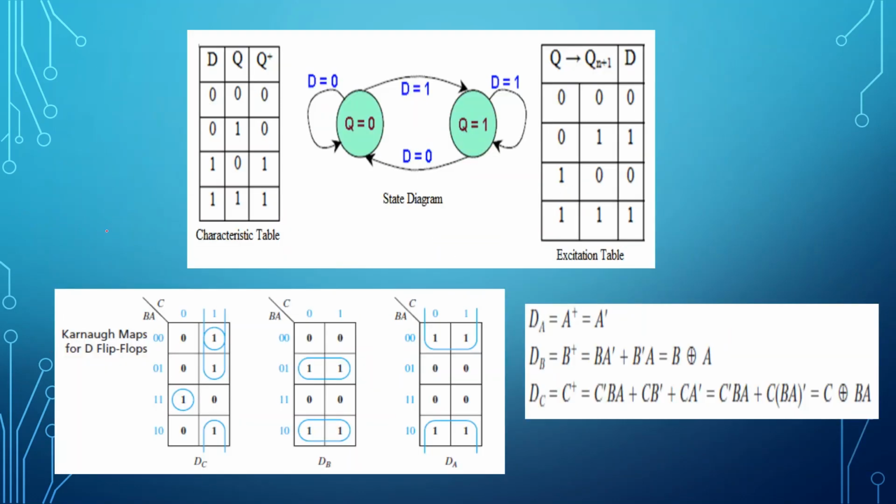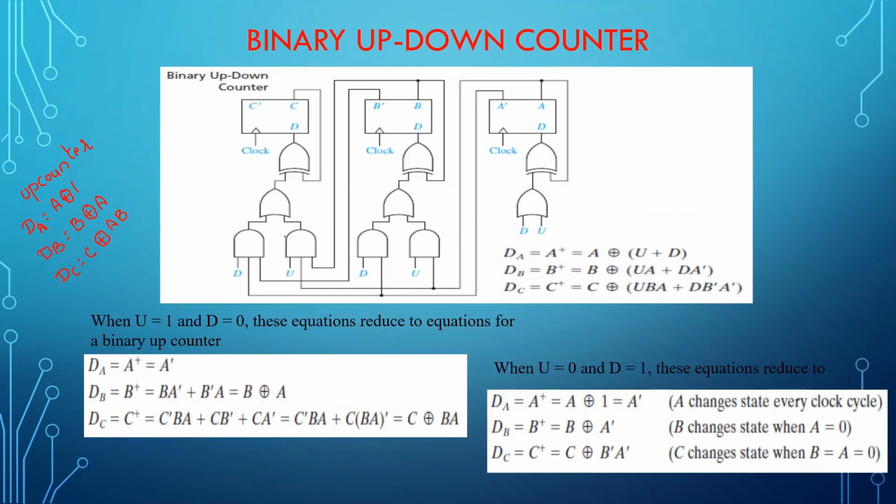If you have any doubts, we can check it out here. The design of the up counter, whatever we have done with respect to the D flip-flops, has given me this equation. This is actually A XORed with 1. This is B XORed with A. This is C XORed with AB. The same equations have been written here.